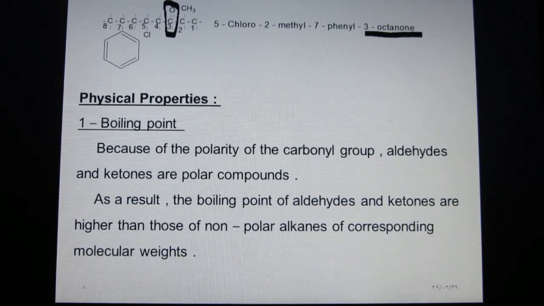Boiling point, we talk about polar compound because we have C double bond O. Because of the polarity of the carbonyl group, aldehydes and ketones are polar compounds. As a result, the boiling point of aldehydes and ketones is higher than alkane with the same carbon atoms or with the same skeleton.